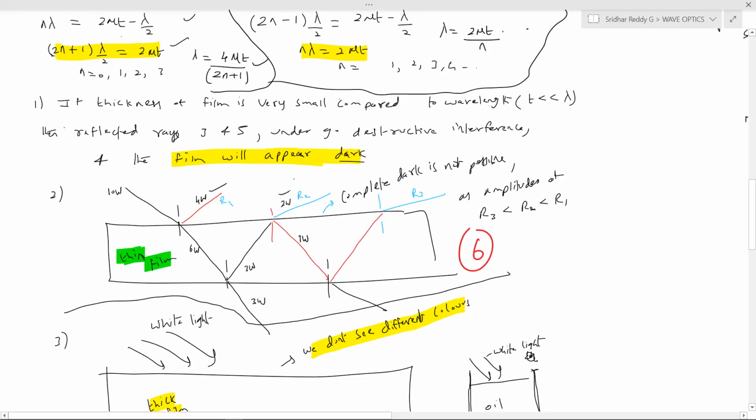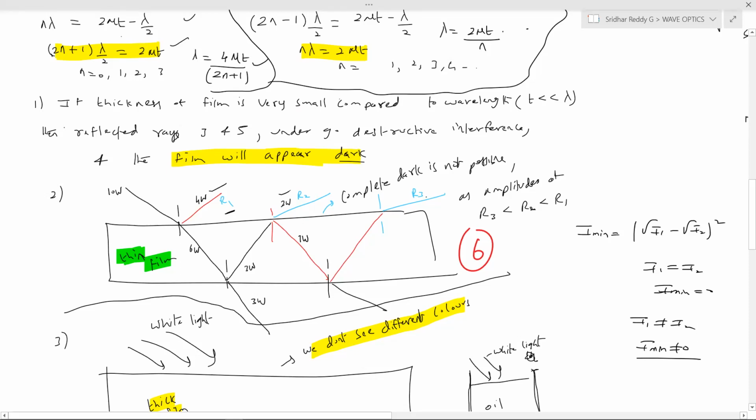Look at the amplitude of these two. The power of these two are different, so the amplitude will be different. So when will complete dark come? When two waves... So what is the formula for I minimum? If I1 equal to I2, then I minimum will be 0. If I1 not equal to I2, then I minimum will be non-zero. So what is the amplitude of R1 and R2? The reflected rays R1, R2 will be different, and in fact R1 is greater than R2.